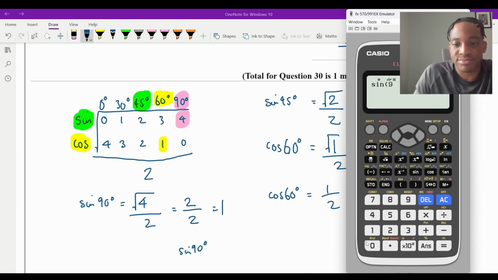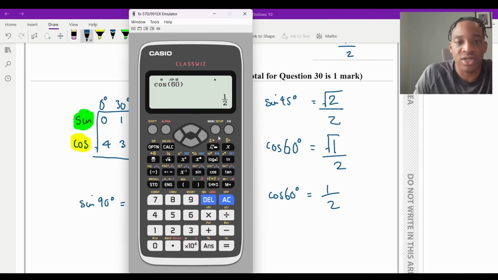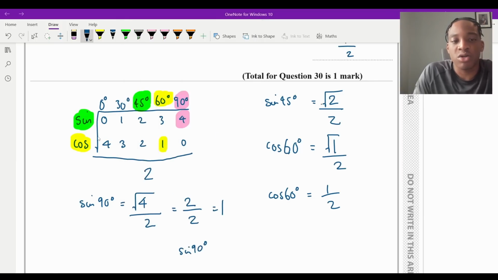Sine of 90 is equal to 1. Cos of 60 is equal to 1/2. Our question, I'll move this here actually. And sine of 45 is equal to root 2 over 2. So you know it works. So this is a very good tool to use. So make sure you memorize this for exam. And that's question 30.